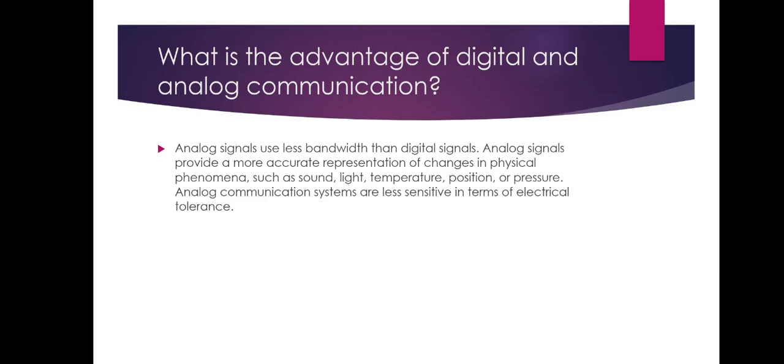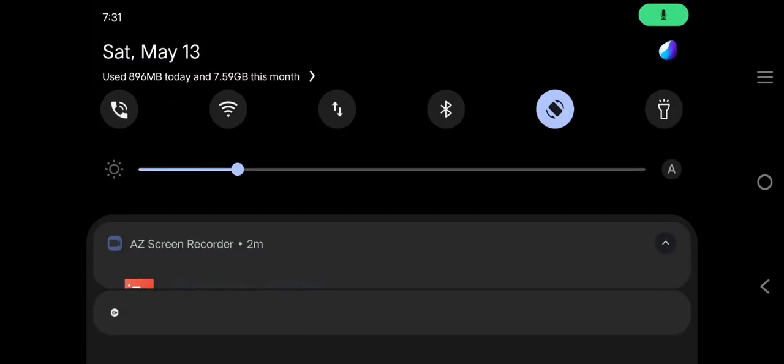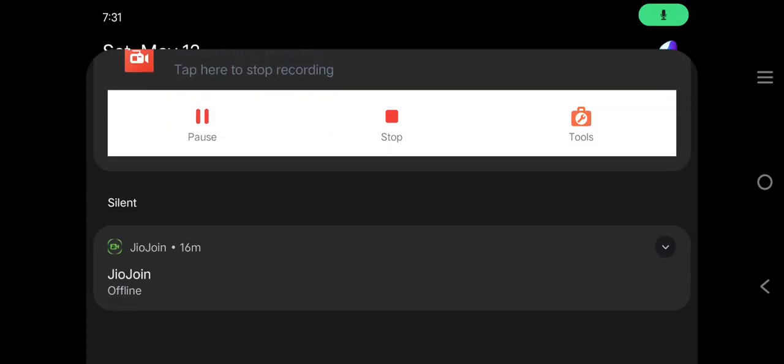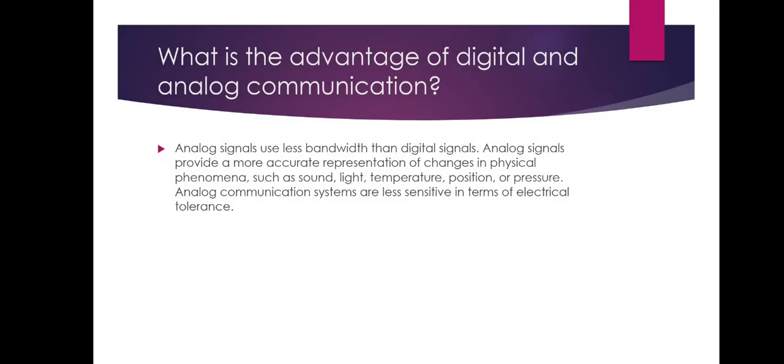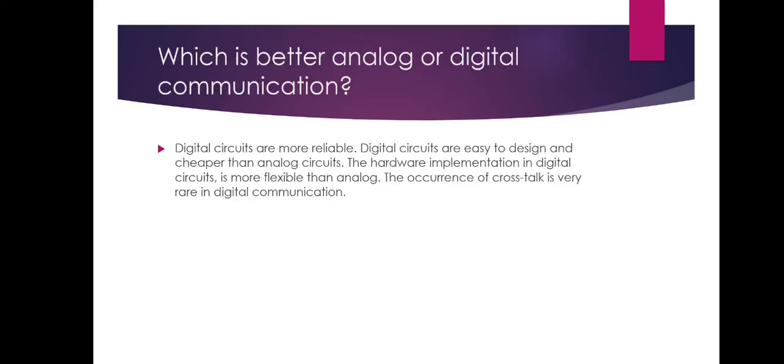So the advantages are sound, light, temperature, position or pressure. These physical phenomena are represented more accurately in analog signals, and analog communication is less sensitive in terms of electrical tolerance.